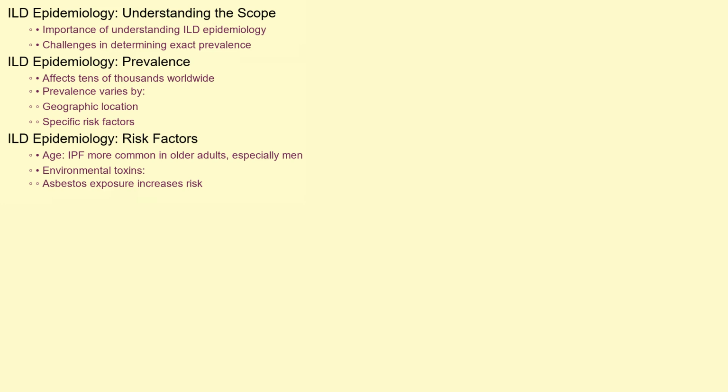Understanding the epidemiology of ILD, how widespread it is, is important. Because ILD is a group of disorders, pinpointing exact numbers is challenging. However, it's estimated that ILD affects tens of thousands of people worldwide, with prevalence varying based on geographic location and specific risk factors. Certain types of ILD, like idiopathic pulmonary fibrosis, or IPF, are more common in older adults, particularly men. Exposure to specific environmental toxins, like asbestos, greatly increases the risk in exposed populations.